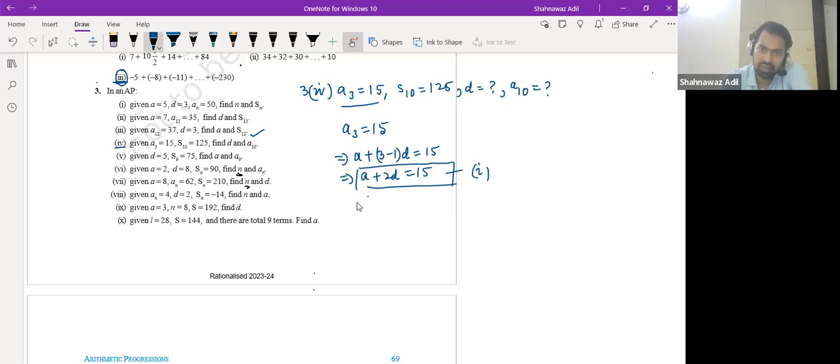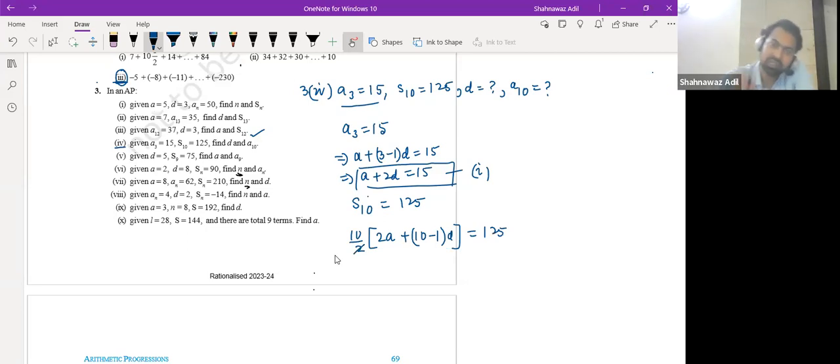And then we have also this S10. S10 is 125. So how can we write S10? n is 10. So this would be 10 by 2 into 2A plus 10 minus 1 into D, and this is 125, right? But we can even use n by 2 into a plus an, right?